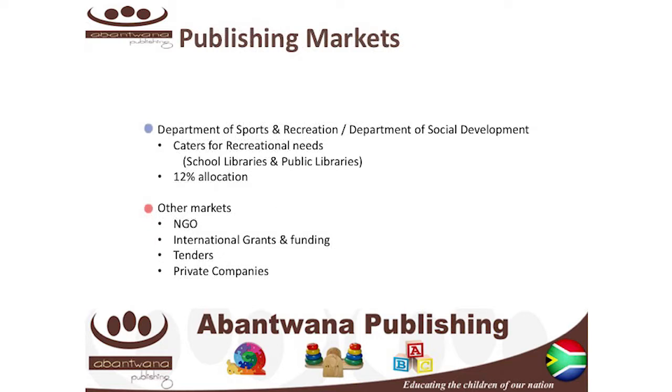The Department of Sports and Recreation, and also the Department of Social Development, their key focus in South Africa is to cater for the recreational needs of its communities. So in terms of the publishing space, they usually look at our school libraries and also our public libraries. In terms of the national financial spread, it's only 12% that's actually allocated into publishing space.